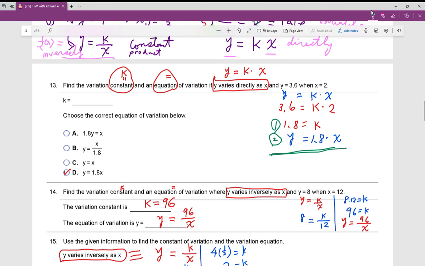And yeah, some questions only ask you to find k, that's fine. But mostly they ask you to find the equation. So how do you find the equation? You just plug this number back into the equation, replacing k, then you have the equation.